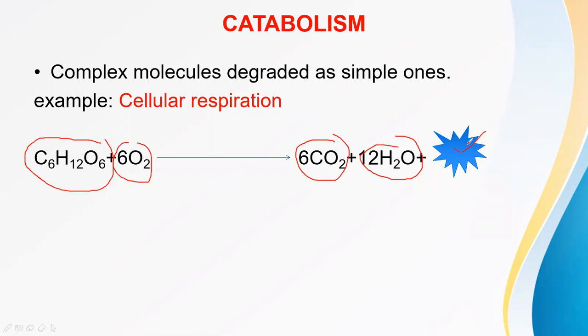When the cell needs to do some work, when the cell needs to use energy, then this ATP will provide this energy to the reactions. Okay, I hope you understand the difference between anabolism and catabolism. Both are two categories of reactions in metabolism. Anabolism is where complex molecules are synthesized from simple ones.